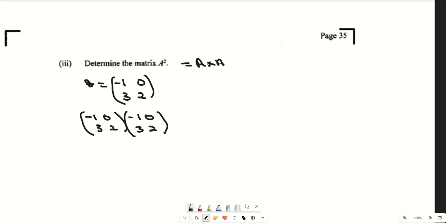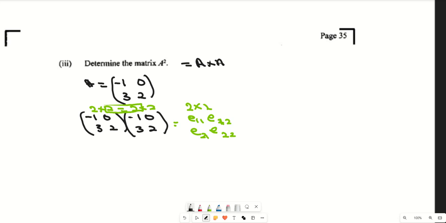Right, so again, first things first, make sure that they're conformable to multiplication. This is a 2 by 2 matrix. This is a 2 by 2 matrix. The number of columns in your first matrix and the number of rows in your second matrix are equal, and your resultant matrix would be the number of rows in your first matrix multiplied by columns in your second matrix, which is also a 2 by 2. This would be 4 elements: 1, 2, 3, 4. This is element 1,1, 1,2, 2,1, and 2,2.